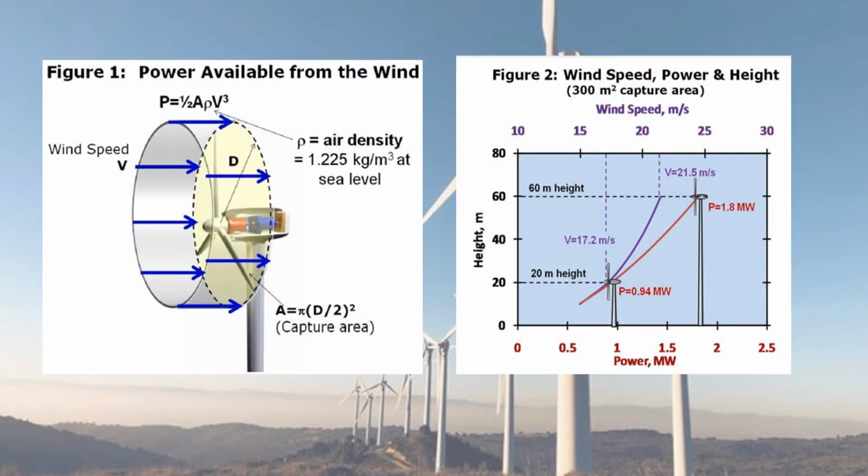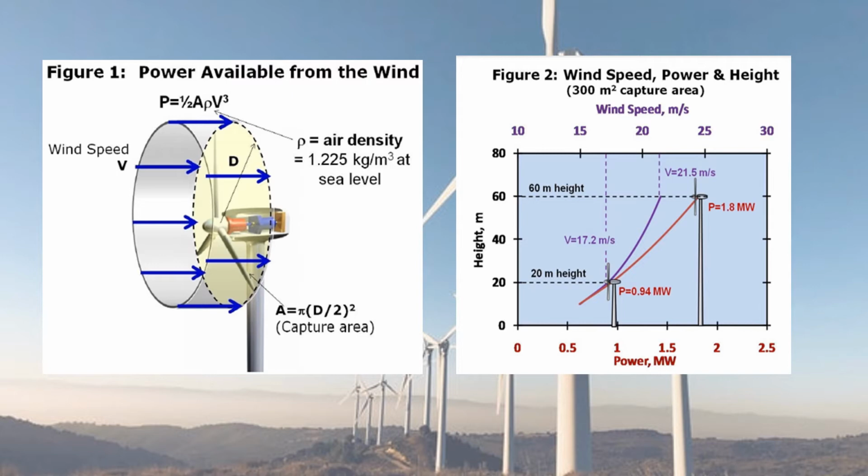Here, figure 1 shows the power captured by a wind turbine, and figure 2 shows the graph of the wind speed, power, and height, in which the wind speed at 10 meter height is 15 meters per second. At 20 meter height, the wind speed is 17.2 meters per second, and there is 0.94 megawatt of power available in the wind for a 300 square meter capture area. At 60 meters, the wind speed is about 25% higher, but the power is almost doubled at 1.8 megawatt.